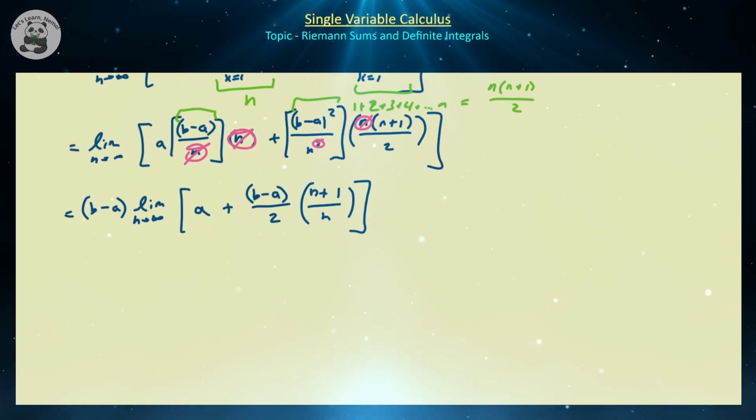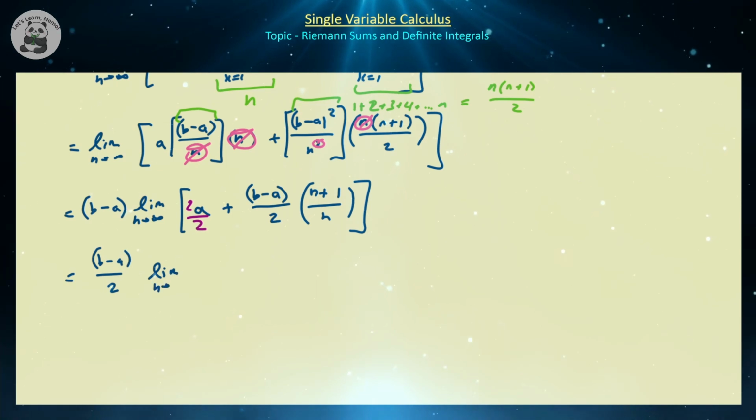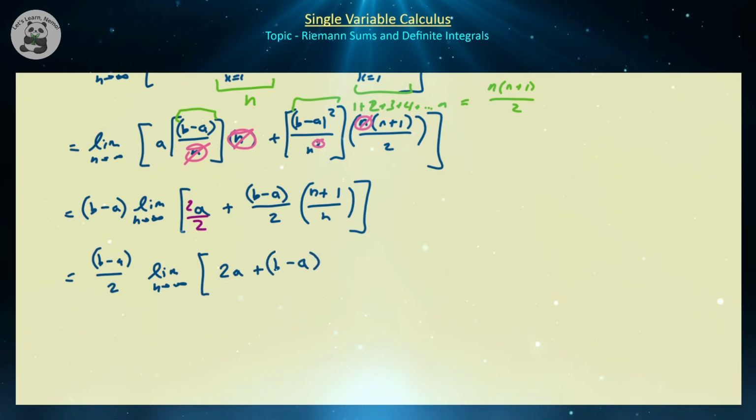All right, let's get a common denominator for this other term. So let's multiply this by 2 so we can factor out that 2 out of the entire thing. So we're going to have (b minus a) over 2 times the limit as n goes to infinity, and then here we're going to have 2a plus (b minus a) times n over (n plus 1) over n.